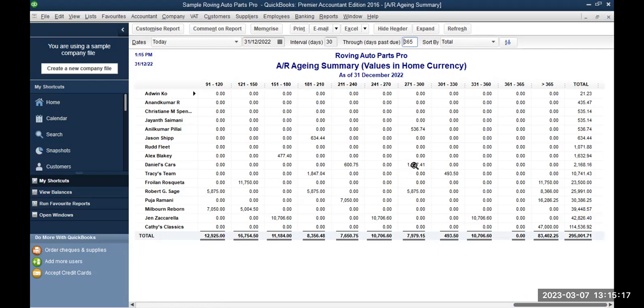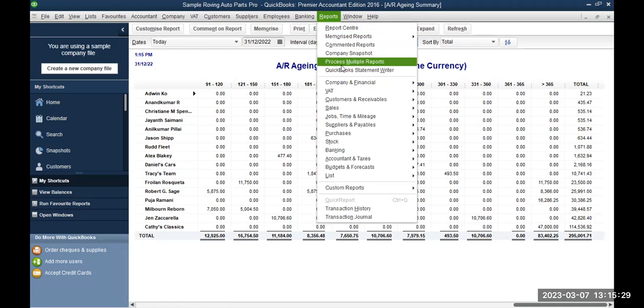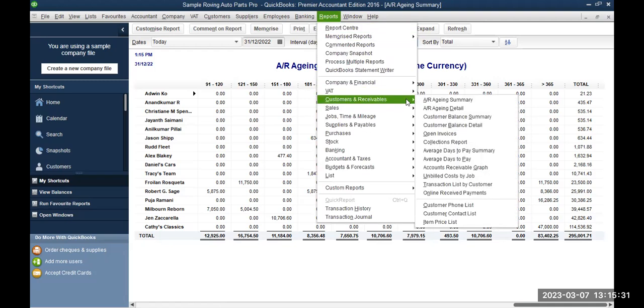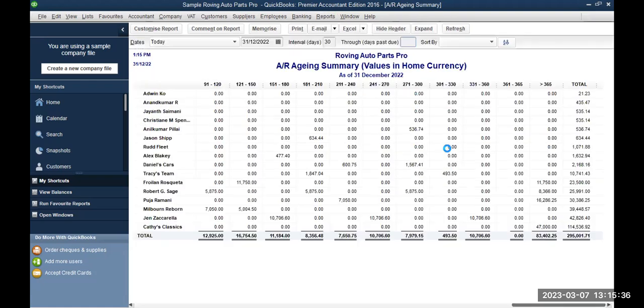Now, from here, it is not easy for you to know what's your average days it takes for customers to pay you. So there's another report that shows you that one. Go back to reports, under customers and receivables, there's a report called average days to pay summary.